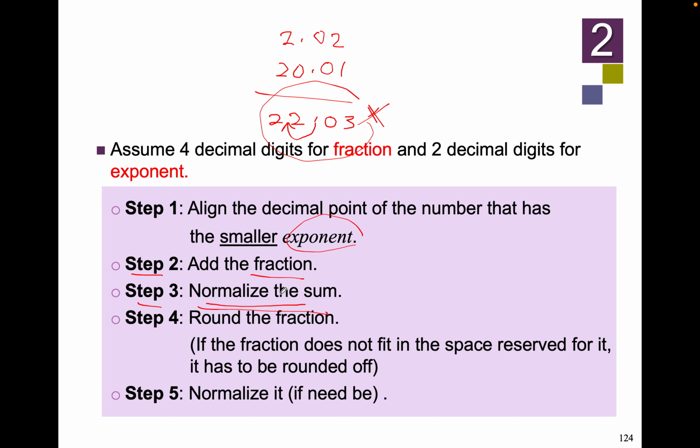After you normalize your sum, you need to round the fraction. If the fraction does not fit the space reserved, it has to be rounded. Later you will see how many fraction digits you can use, depending on your space, for single precision or double precision. And after you fix it, you need to normalize it again if needed for the final answer.